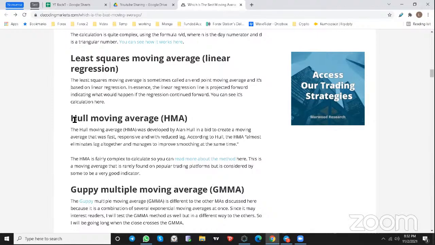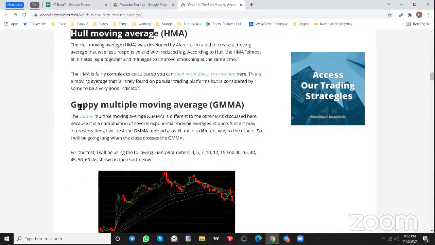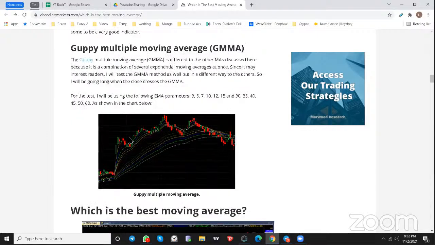Then today I tested the Hull moving average, HMA. Now Guppy, I wouldn't say is a different kind of MA, because it is a trading system by itself. Actually, Guppy is multiple EMAs combined together with different values. That forms the Guppy moving average. It's actually quite colorful.